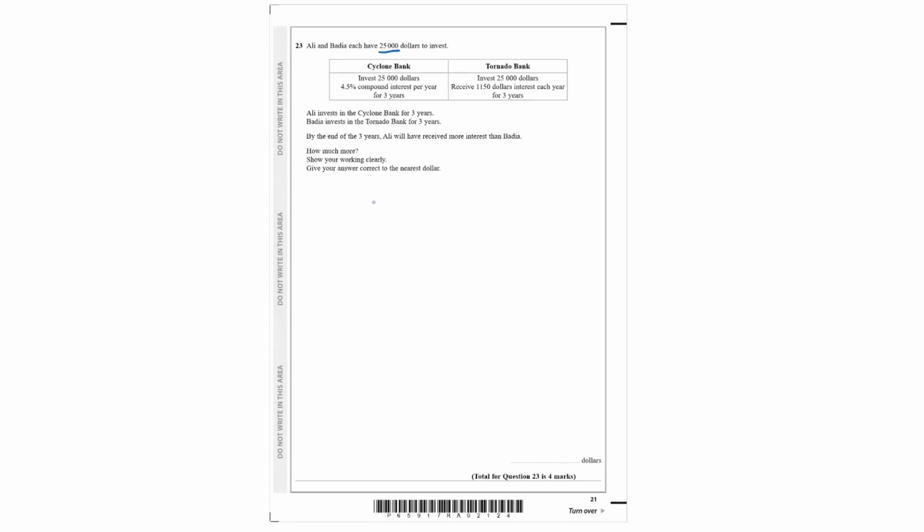Alia invests into Cyclone Bank for 3 years and Badia invests into Tornado Bank for 3 years. By the end of 3 years, Alia will have received more than Badia. How much more? Show your working clearly and give your answer correct to the nearest dollar. First off, to find the difference between the two, we will have to find the total of the Cyclone Bank, and we have to subtract that from the total of the Tornado Bank.